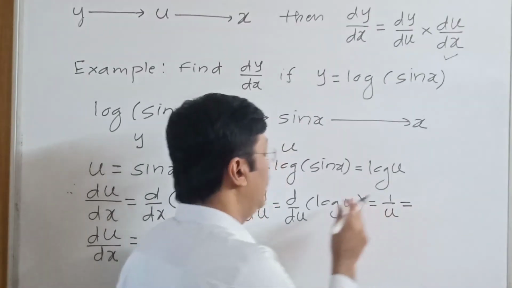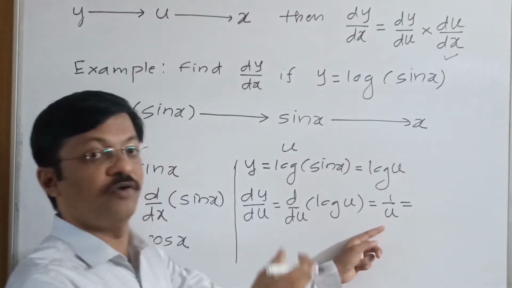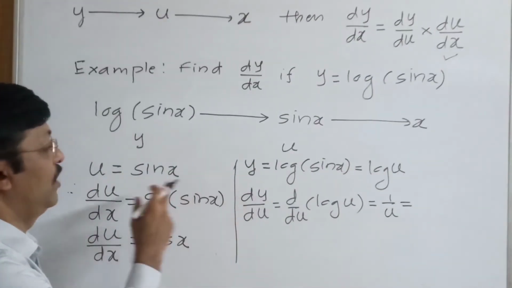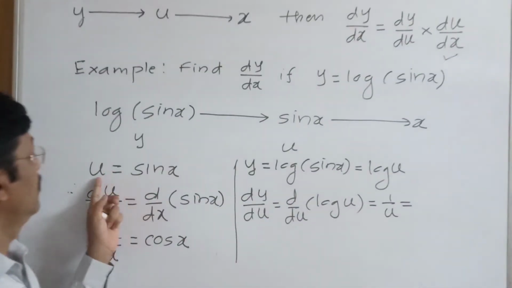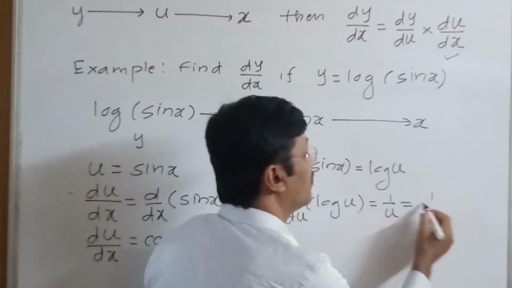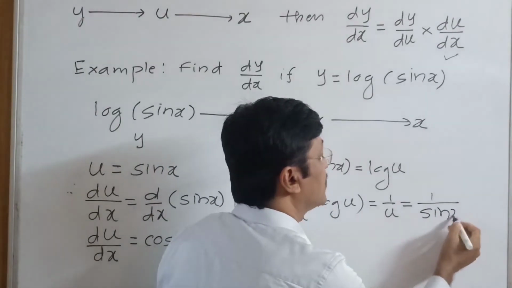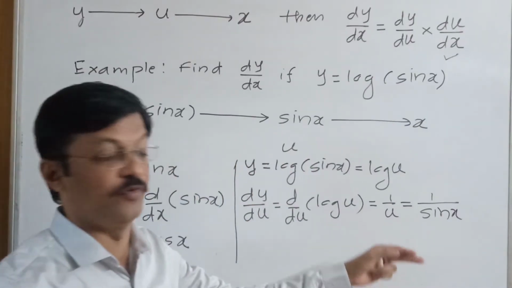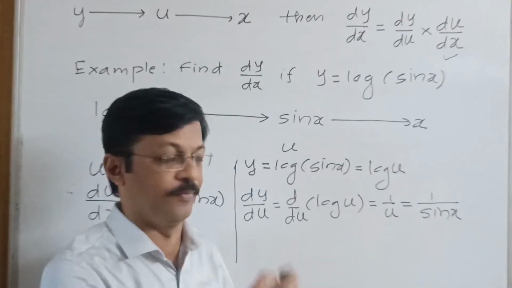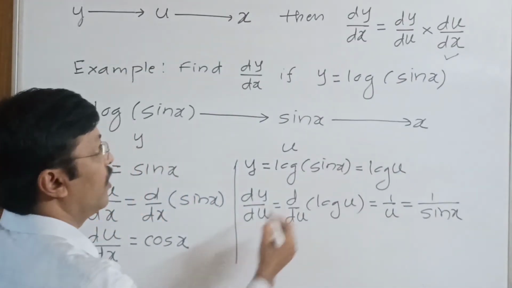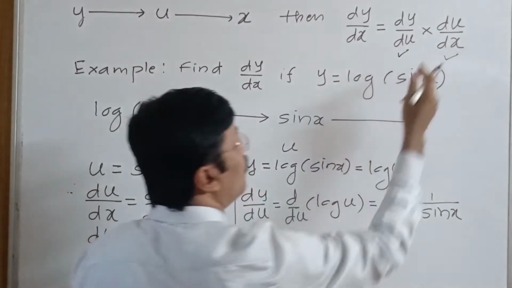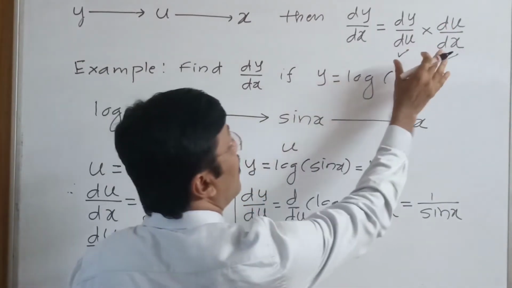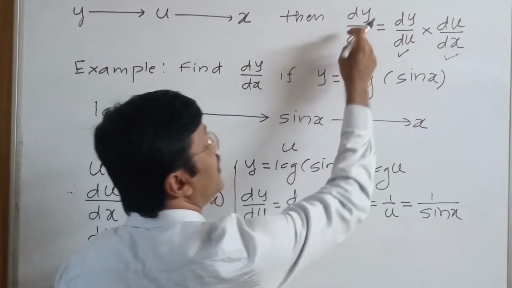And once we find dy by du, we can get back to our original value of y. U is sin x. So right here u means sin x. So it will become 1 upon sin x. You may write it as cosec x also if you want. You can leave it as it is. That is not important. Then we have found out dy by du also. Earlier we found du by dx also. So both of them are found. So we can take product of them and get dy by dx.